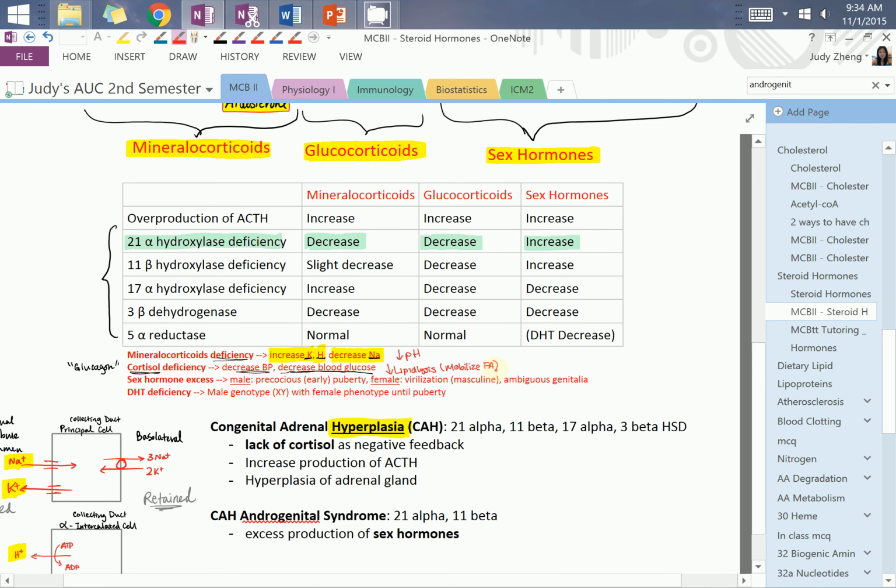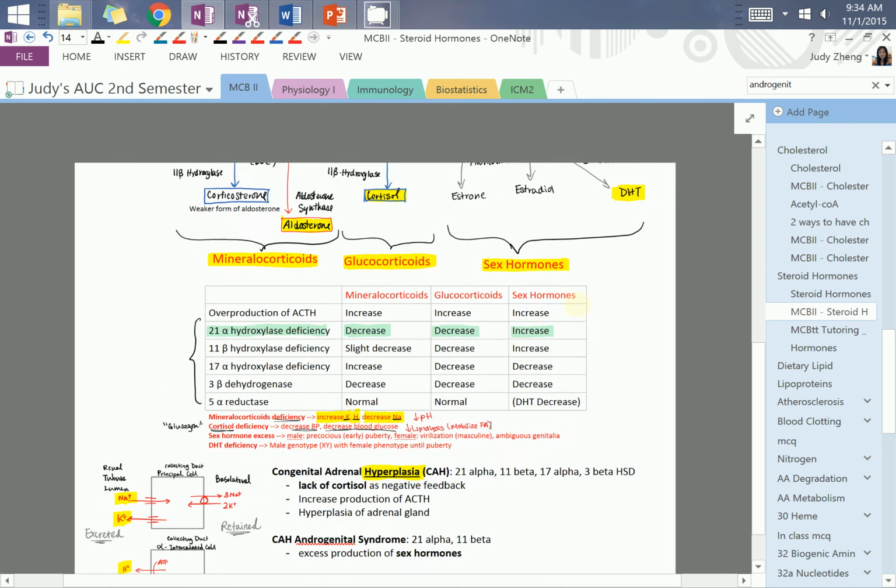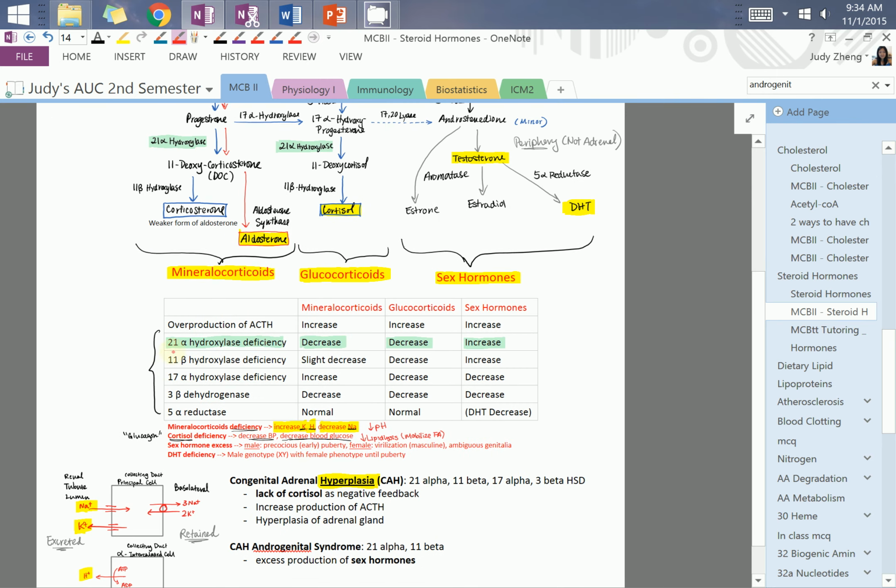Okay. And then the last one is the sex hormones. So over here we're saying that the effect of 21 alpha hydroxylase deficiency will result in an increase in sex hormones. So an increase in sex hormones will result in several things. For males, it will result in precocious puberty. So that basically means they'll have earlier puberty than usual. And for females, they'll have more masculine features. So that's virilization. And females will also have ambiguous genitalia.